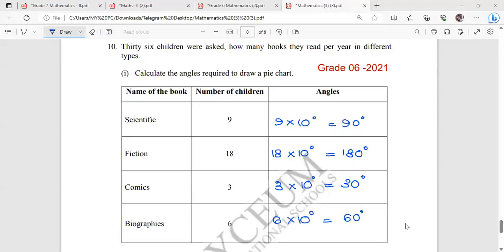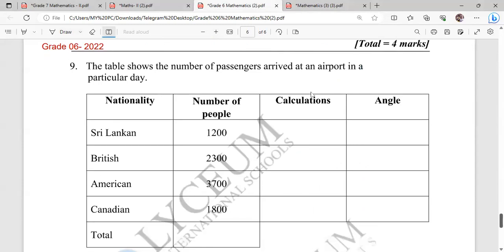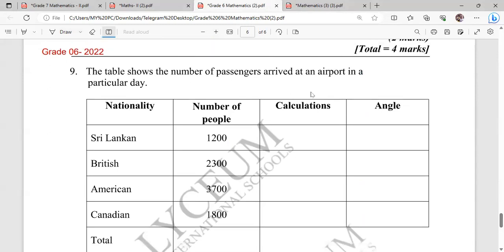It's like this. So now we are done with that. So then we will move to the next one. Again, it is from grade 6 past paper. Now this time they have not given the total value. In that case, what you should do, first of all, you want to add it, right? You want to add the total number of people they are considering.